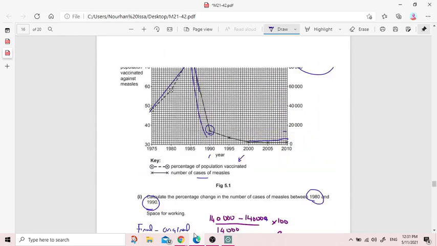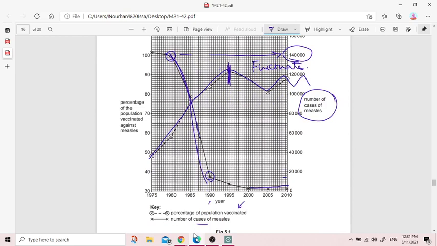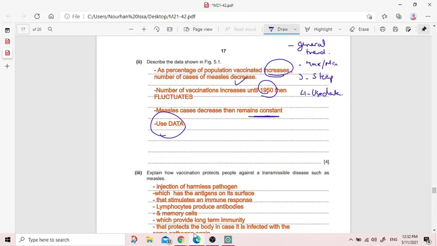Use data. What does use data mean? Use numbers. I would say, for example, that in 1985 the number of cases was so many, while in 1990 the number was 14,000. So it decreased by so much. Subtract the two numbers, make a calculation to show him that you can analyze the data in the graph. This is how you use data, and of course, you must use units if there are units. Very important. If there are no units, you will not take the point.